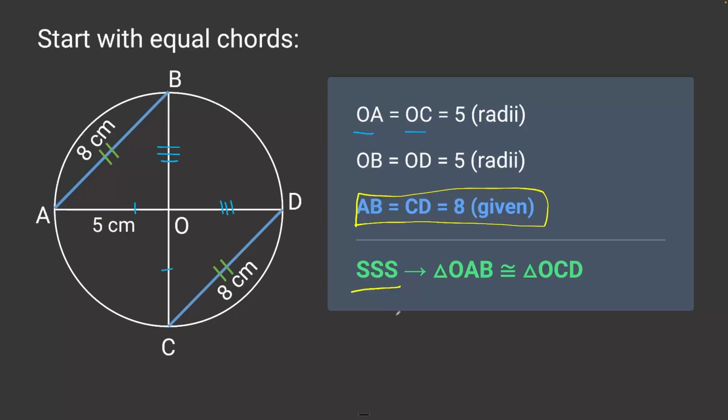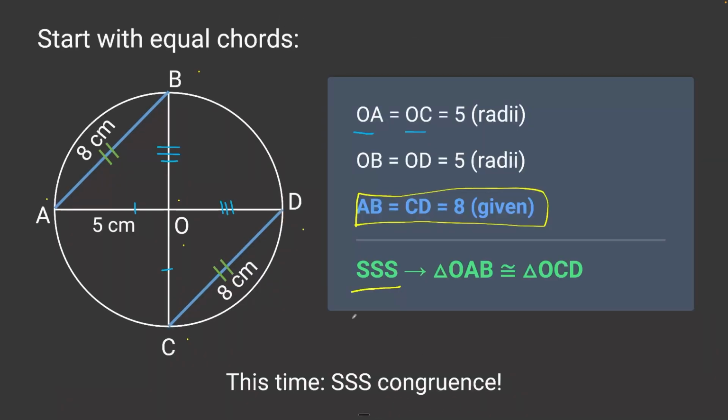So again, this proves that triangle OAB is congruent to triangle OCD. Now, yet again, we can say that this is the SSS congruence. So that makes it such a way that the central angle is the same. So this makes it such a way that these two angles will become the same. Correct? So since these two triangles are congruent, we can say that angle AOB is equal to angle COD. So which means we have the same central angles.